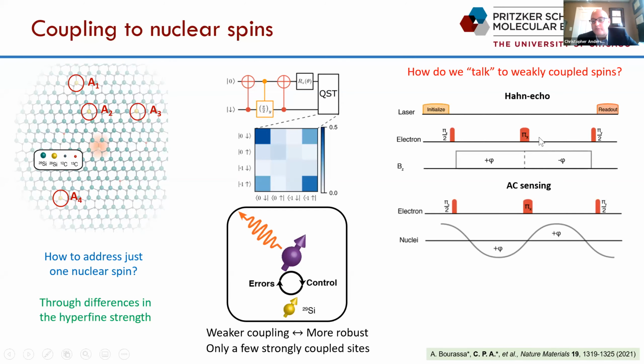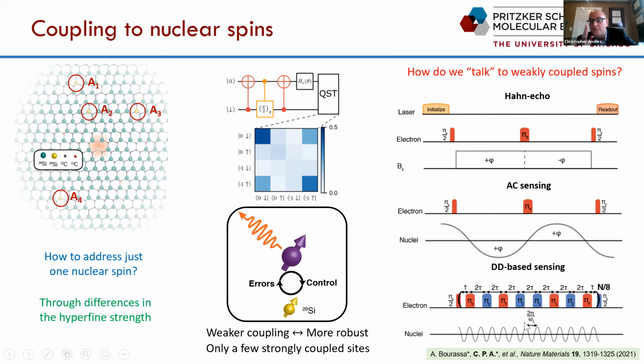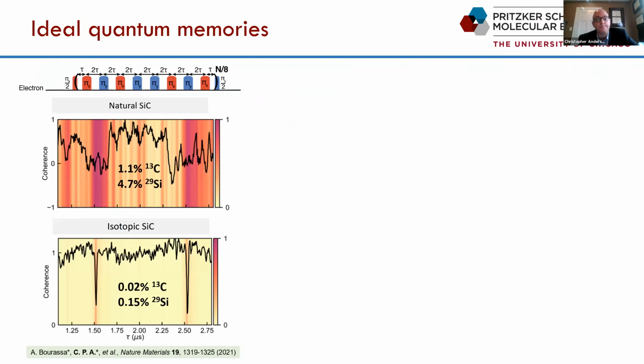Well, we borrow techniques from AC sensing, where you can have a Hahn echo. You might cancel DC magnetic fields, but if you have an AC field, for example, from a nuclear spin, you can constructively add the phases instead of destructively interfering those two phases. And so if you add a bunch of pi pulses, you can create a very narrow filter function that only selectively adds the phases from a particular frequency of magnetic field noise and cancels all other sources of noise. In this case, if you tune up the pulse separation to the Larmor frequency of a nuclear spin, you can selectively talk to just that one weakly coupled nuclear spin.